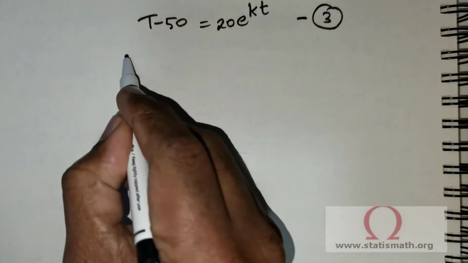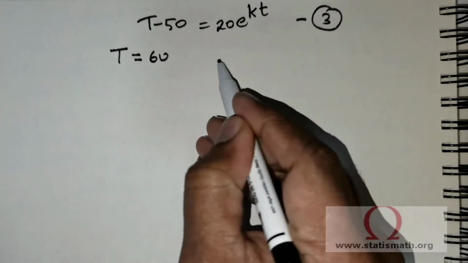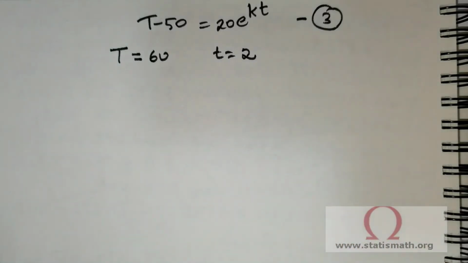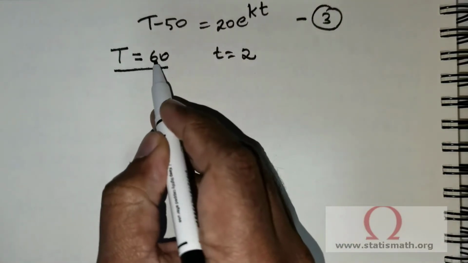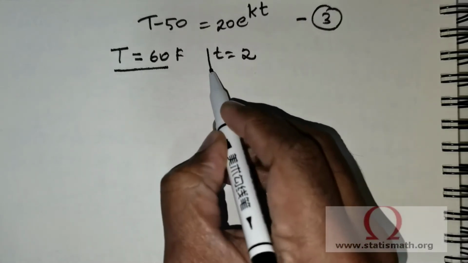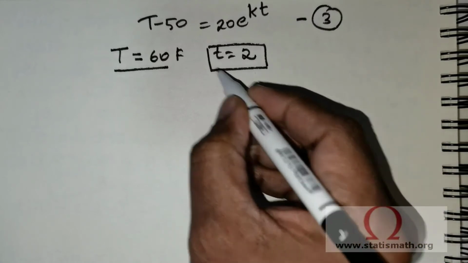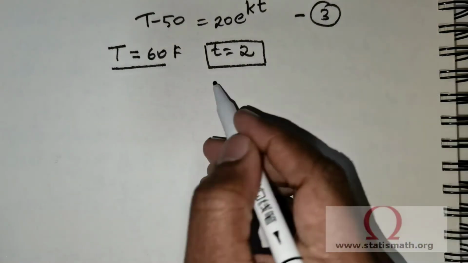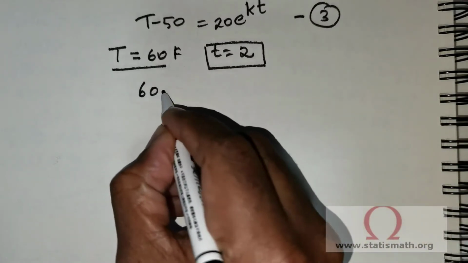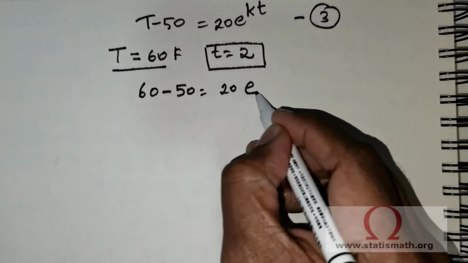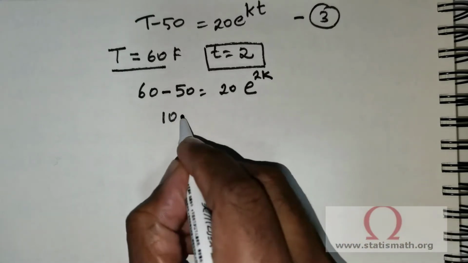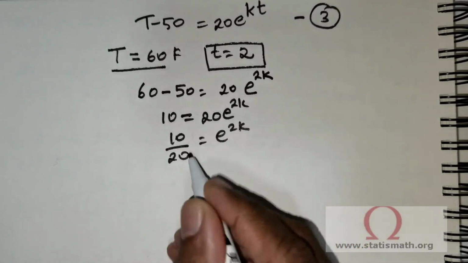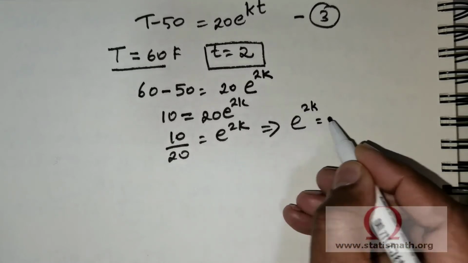Now we have to use the next information. The next information is T is 60 and the small t value is 2. That means the temperature of the body reaches 60 F after 2 hours. Now we got to substitute this. When we substitute T equal to 60 and small t equal to 2, equation 3 takes the following form: 60 negative 50 is equal to 20 times e raised to the power 2 times K. This is 10 is equal to 20 e raised to the power 2K. So 10 divided by 20 is equal to e raised to the power 2K. This clearly means that e raised to the power 2K is equal to 1 over 2.